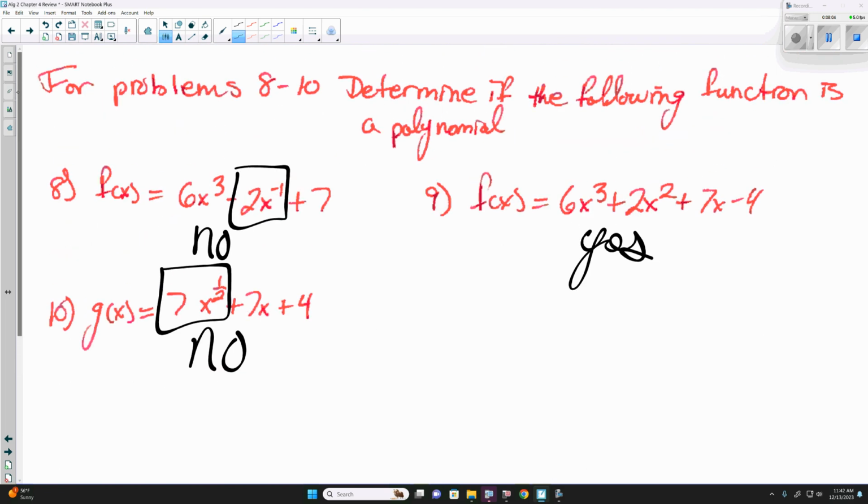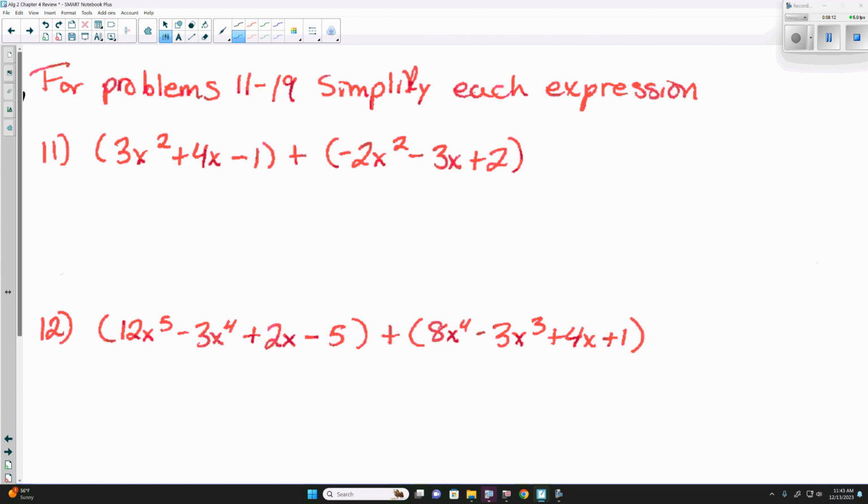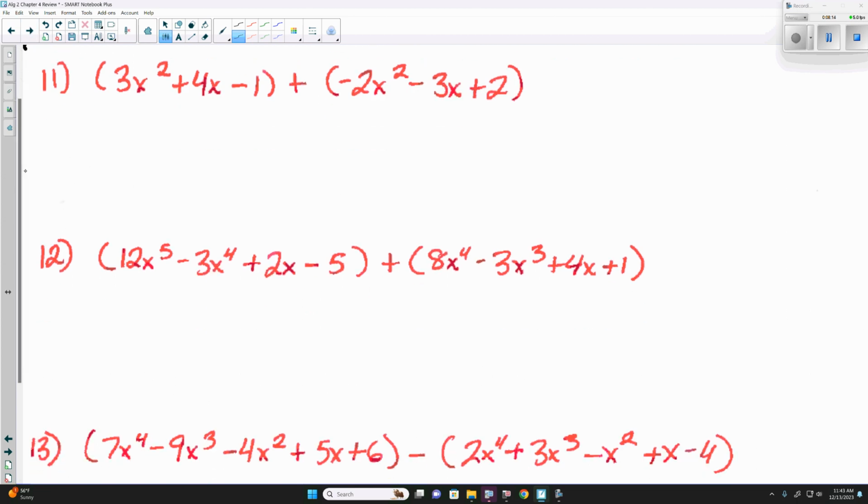Questions on 1 through 10? Questions on any of these here? Remember that? Questions on 11 or 12, or one of these that you want to see worked?